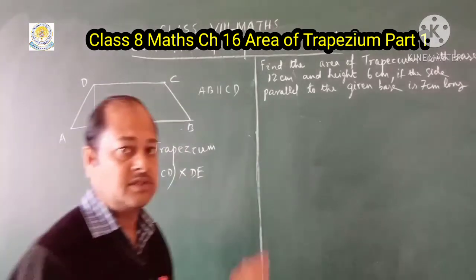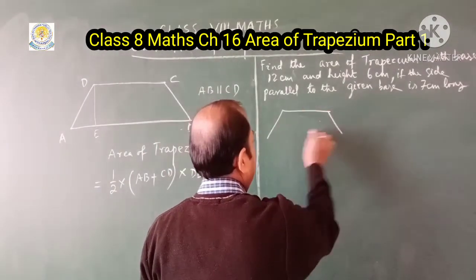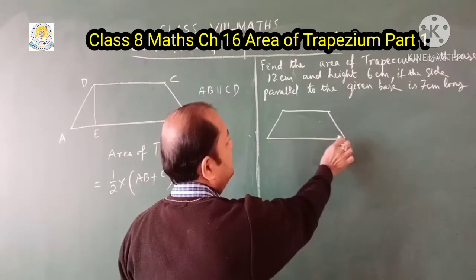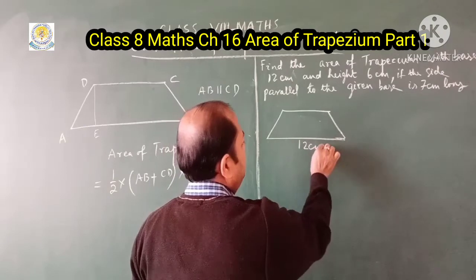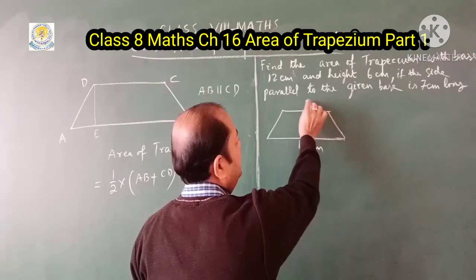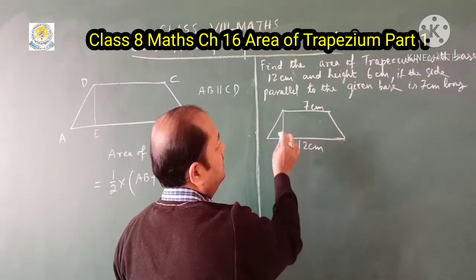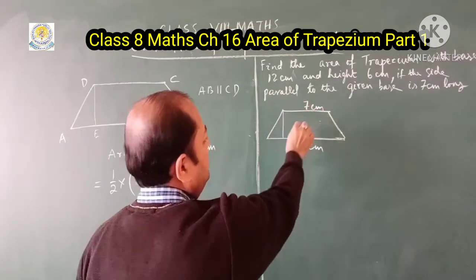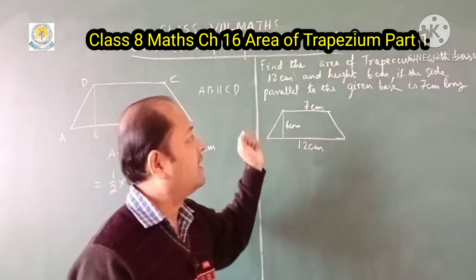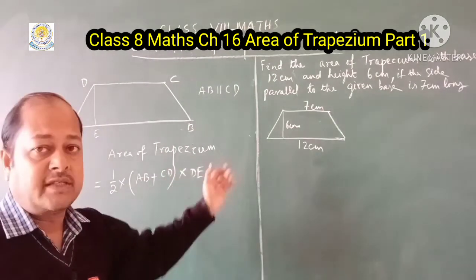So I am drawing this figure to understand. If this is a trapezium here, and it is given that this side, the base, is 12 centimeter, and opposite to this is the parallel side, which is given as 7 centimeter. And what height is given here? The height is 6 centimeter. So these three quantities are required to find the area of the trapezium. So using our formula, we can solve this problem.